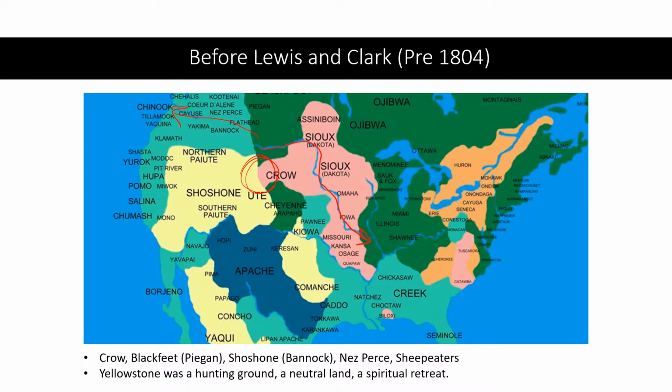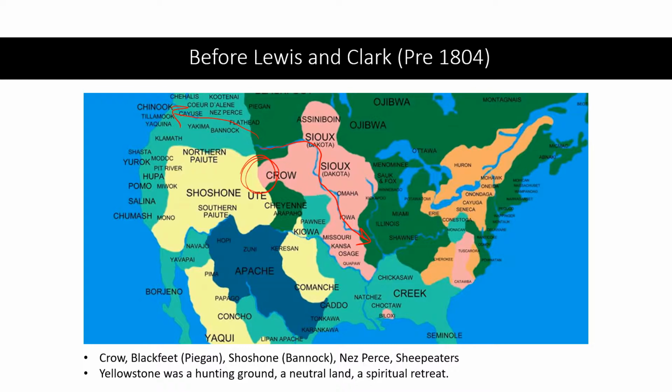Many tribes would frequent Yellowstone, predominantly in the summer months for hunting or for ceremonial reasons. But the sheep eaters lived there year-round. Other native tribes that frequented the region: the Nez Perce Indians, which are native to what is now eastern Washington and Oregon, and central Idaho, would journey to Yellowstone frequently. The Blackfeet, which are native to Montana and Canada.